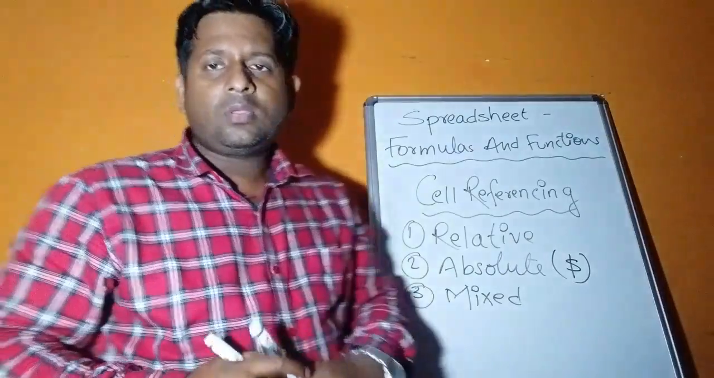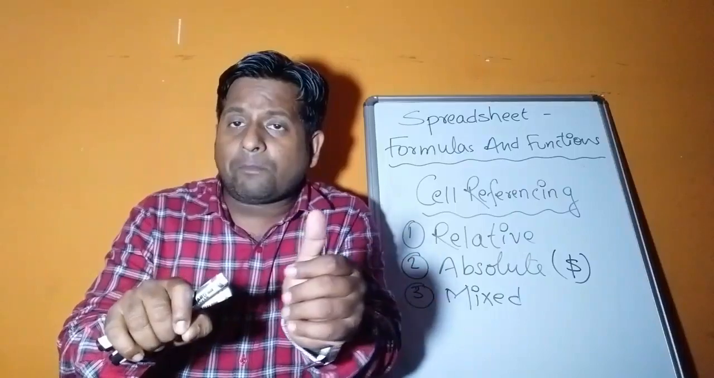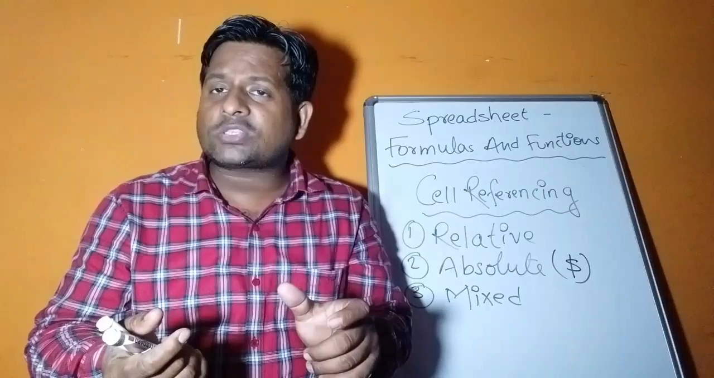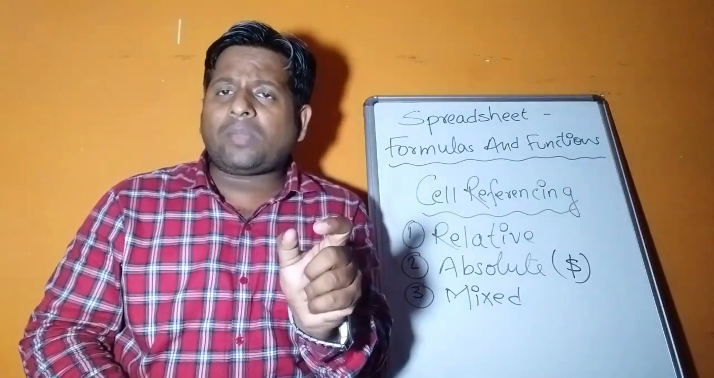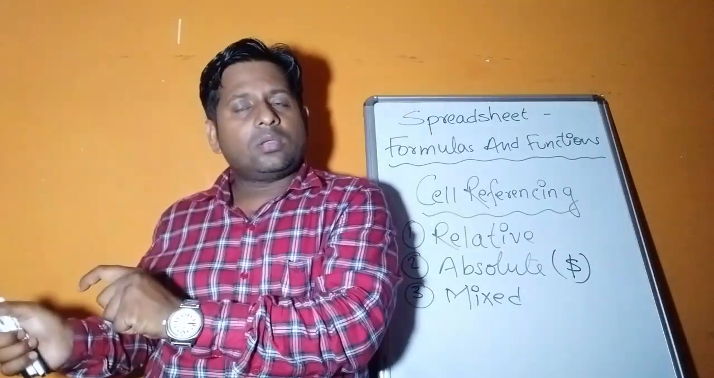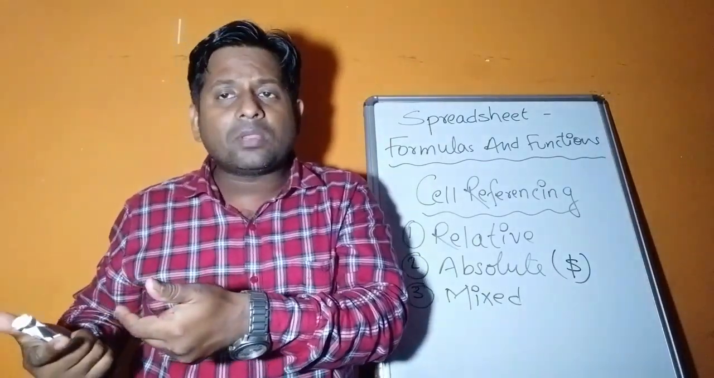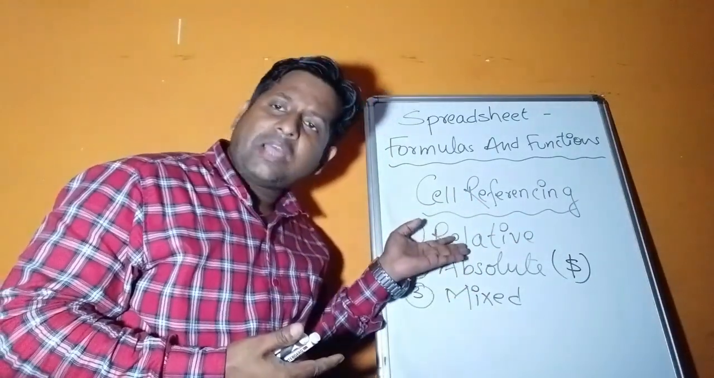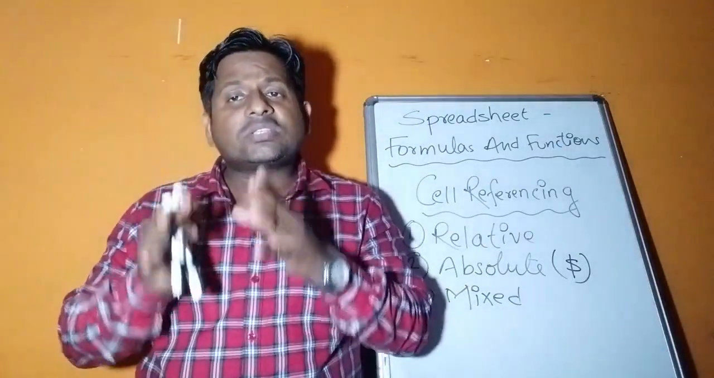Mixed. The name says mixed. That means maybe the column part is changing but the row remains constant, or maybe the row is changing and the column remains constant. We can make our cell in such a way that one part is fixed and another part is changing, and we can copy that into another cell. When we copy, you can see one part is changing and the other part remains the same. That means it can handle the features of relative as well as absolute, so it is known as mixed cell referencing.